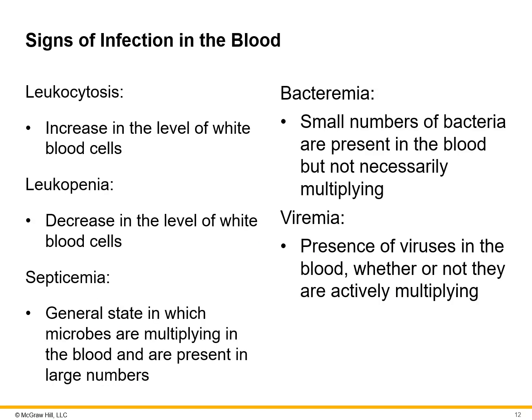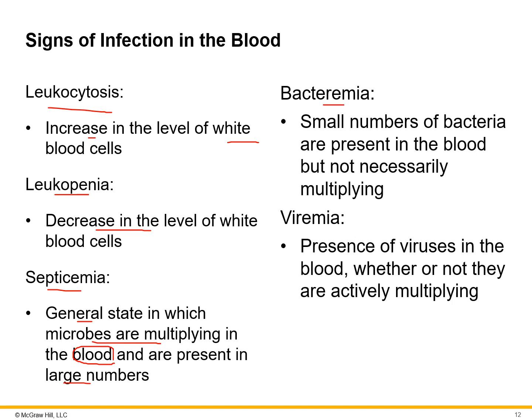A few other terms here. Leukocytosis. This is increase of white blood cells. So leukocytes are the white blood cells. Leukopenia. This is a decrease in the level of white blood cells. So cytosis, we have too many. Leukopenia, too little. Septicemia. This is kind of a general state when microbes are multiplying in the blood and in large numbers. So septic shock, for example, causes an immune response, but it's due to microbes in the blood.